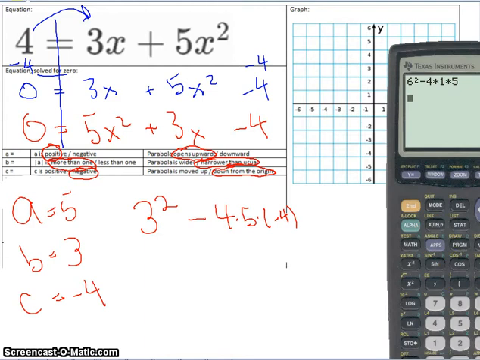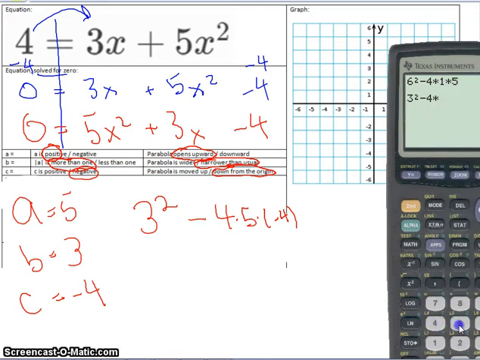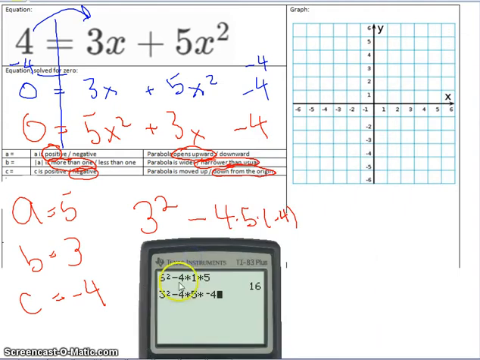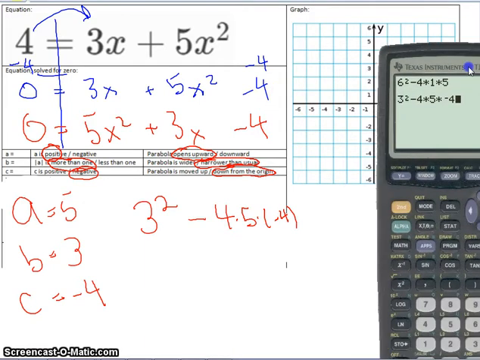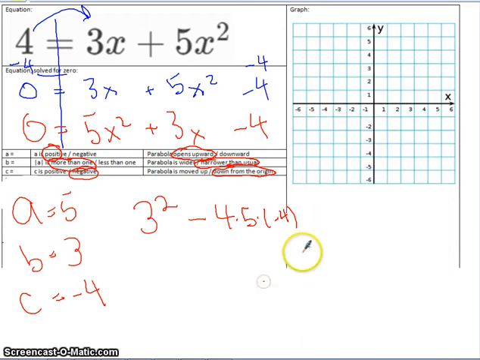But let's use a calculator, can possibly do that. 3 squared minus 4, times 5 times negative 4. All right, so I've just put b here, and then this was 4 times a was 5, times c was negative 4. And I get 89. So that's the thing that's going inside the square root in my formula, and I did it separately because it was so complicated.